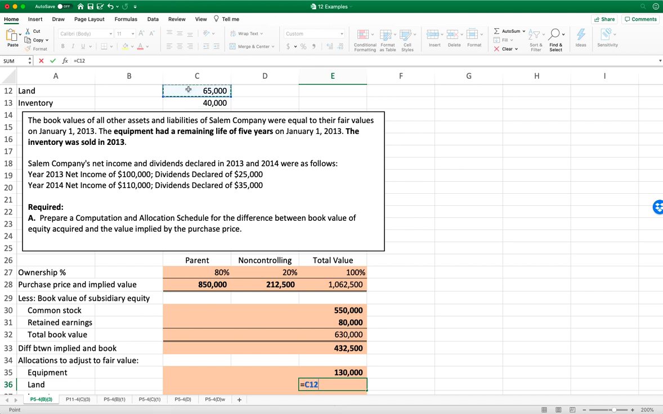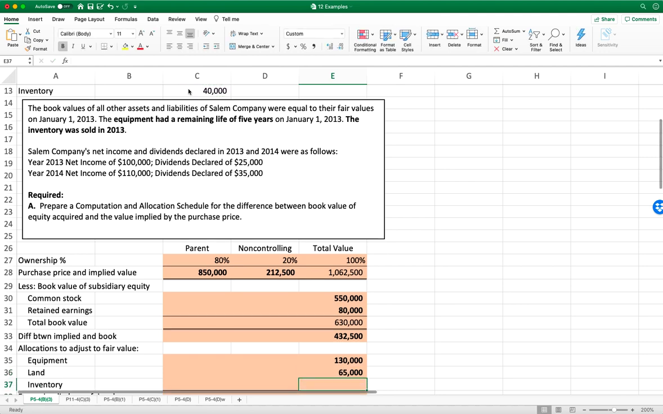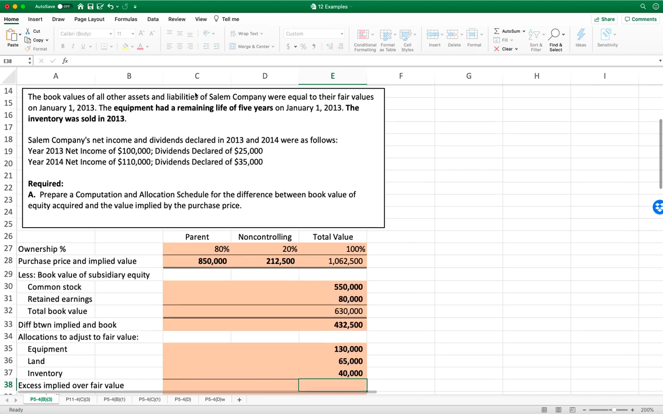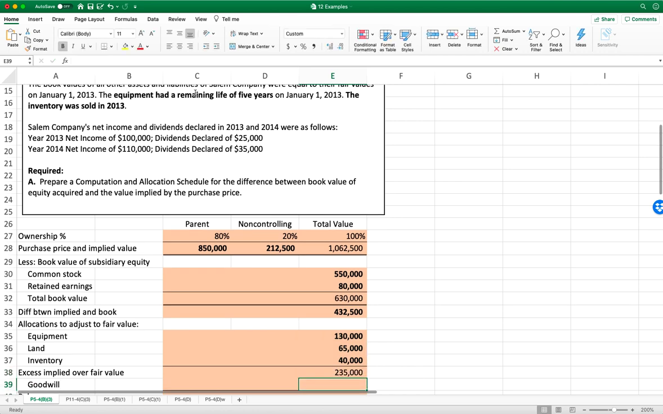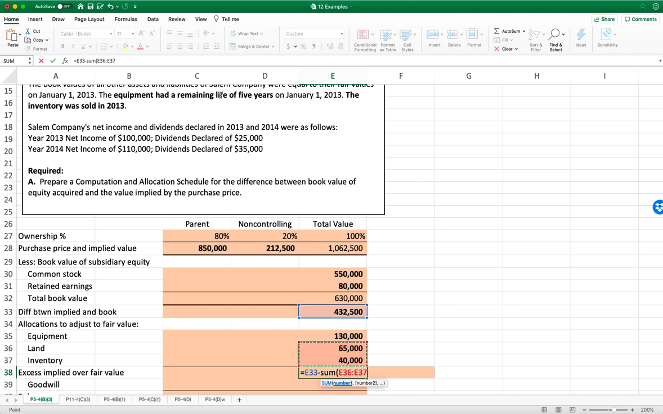So equipment is going to get written up by $130,000. Land is going to get written up by $65,000. And inventory is going to get written up by $40,000. Now we're going to add these guys up. And, one more step here. We're actually going to take our difference between implied and book and subtract out all of those allocations. So now we have a remaining difference of our implied value over the fair value of the net assets.